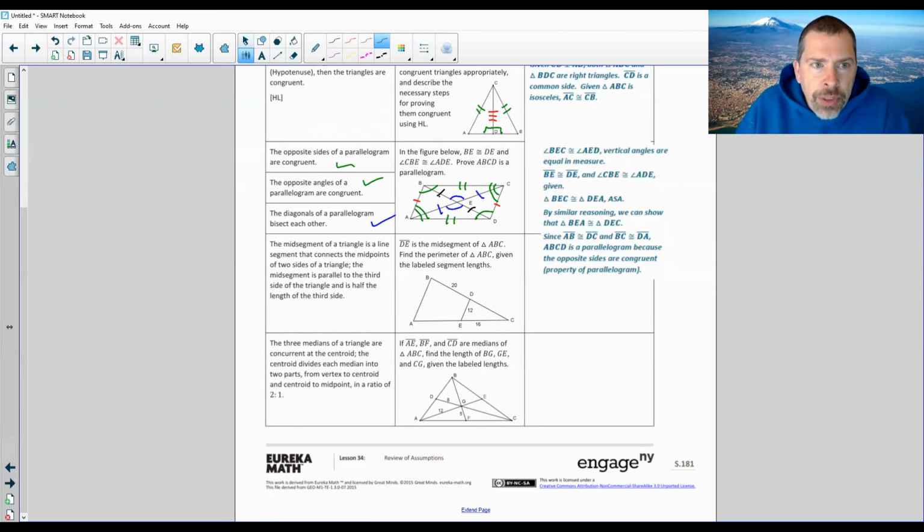Okay, so let me just start over. I just talked about everything, but now they're going in a certain fashion. So they said BEC is congruent to AED. BE is congruent to DE, and angle CBE is congruent to ADE. This is congruent to this. Okay.